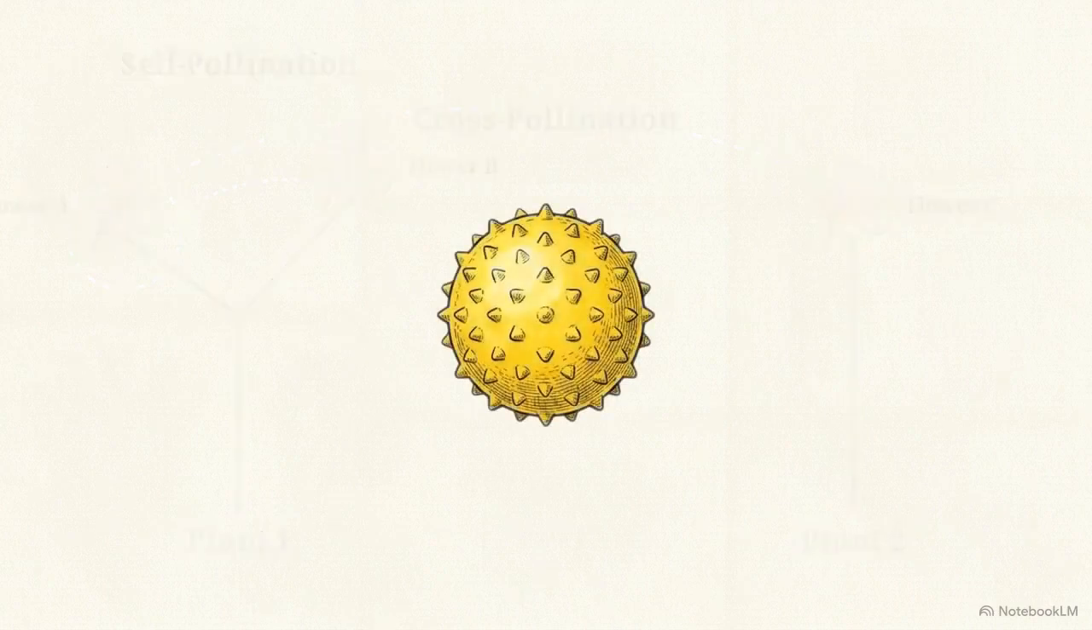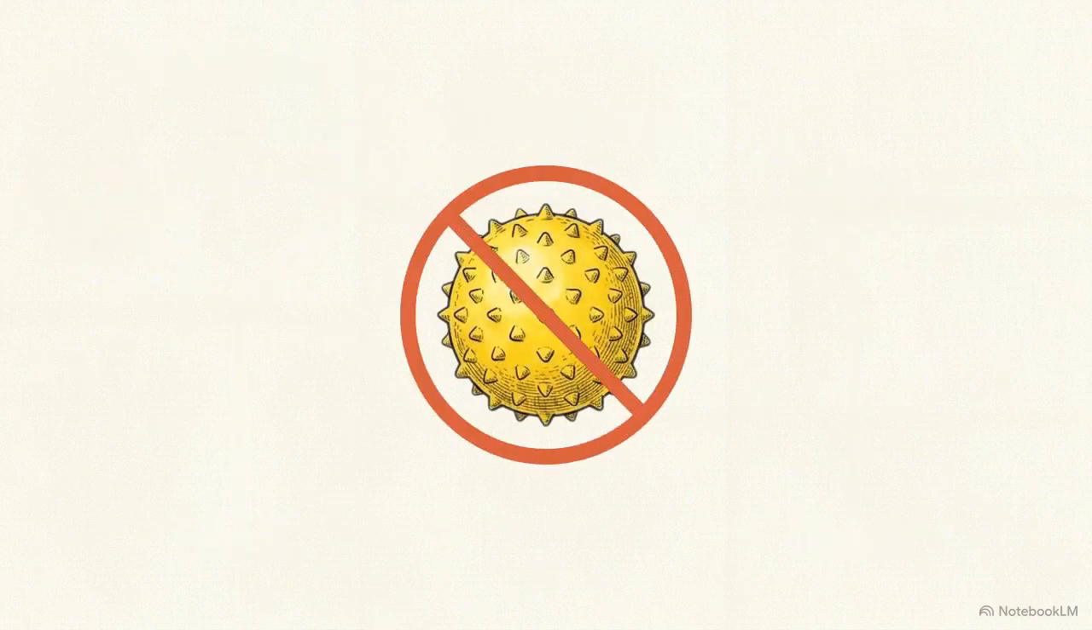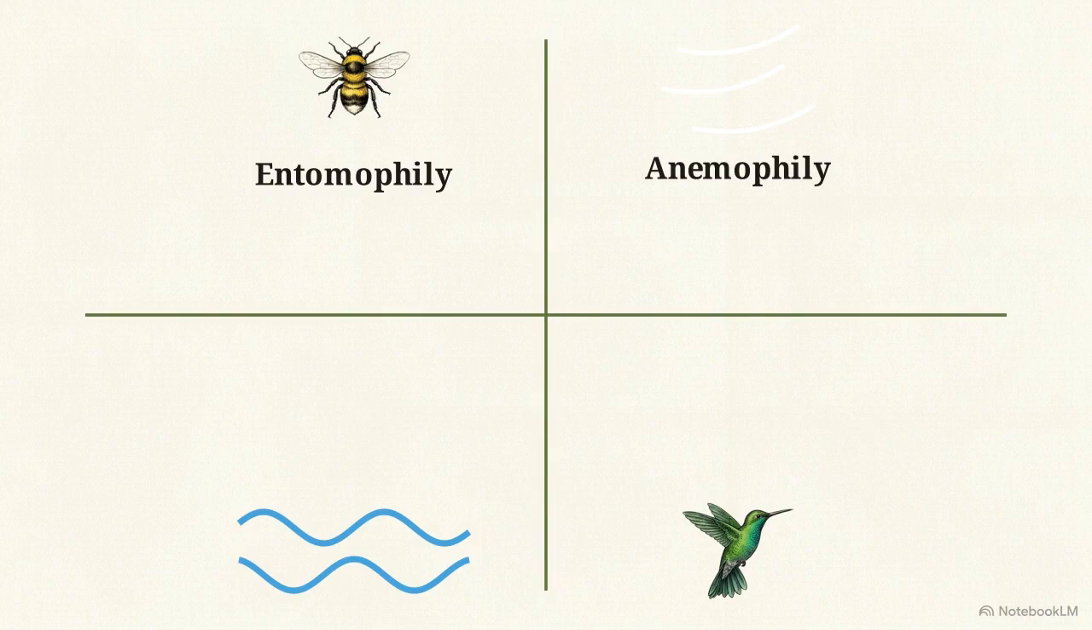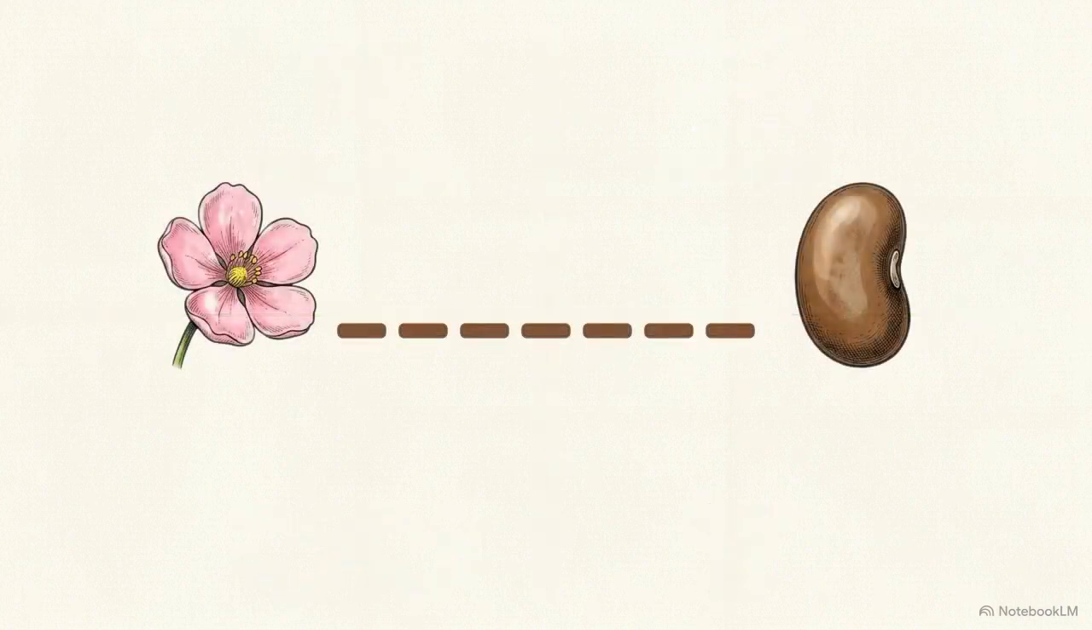Because pollen grains lack any ability to move on their own, they rely entirely on environmental delivery drivers to make this trip. This grid highlights those 4 primary delivery agents: insects, wind, water, and animals. For high-value exam marks, remember the specific scientific terms. Insect pollination is called entomophily, and wind pollination is anemophily.